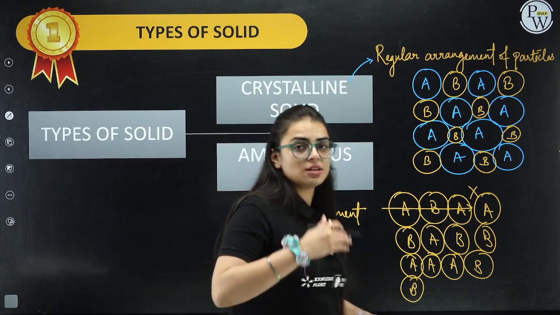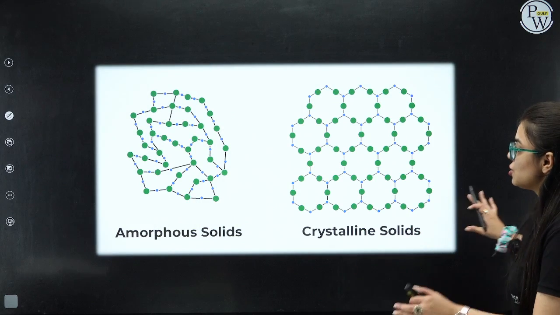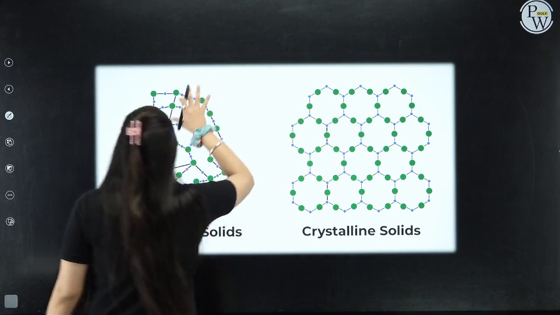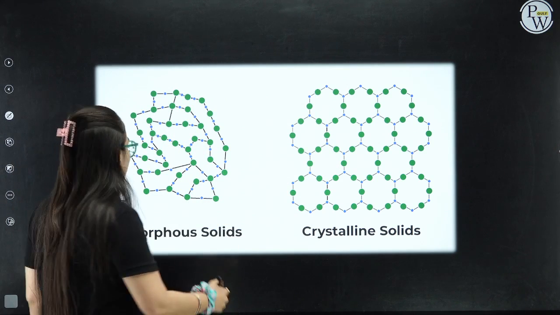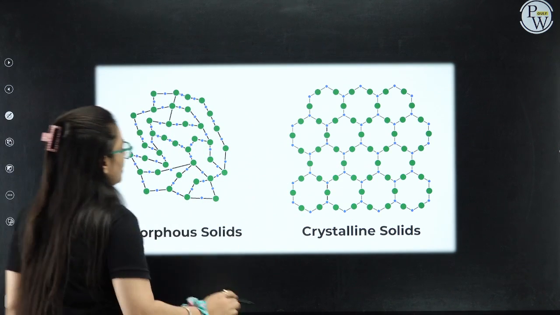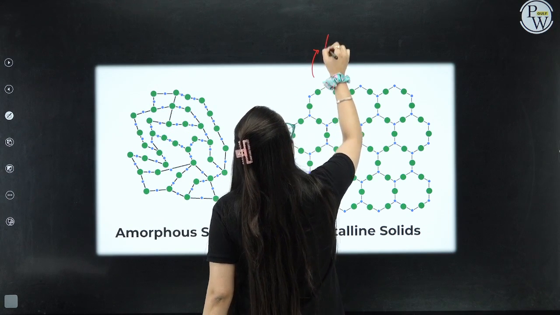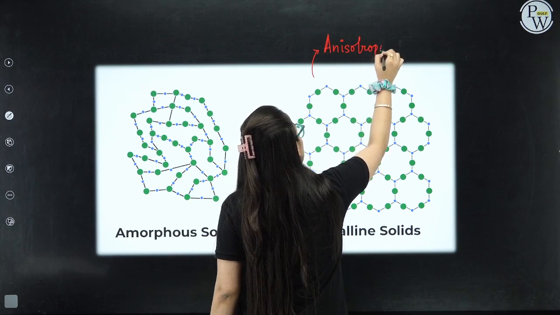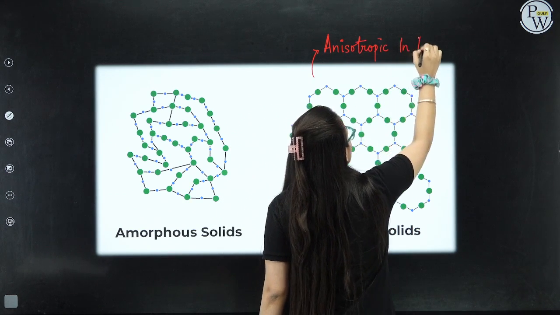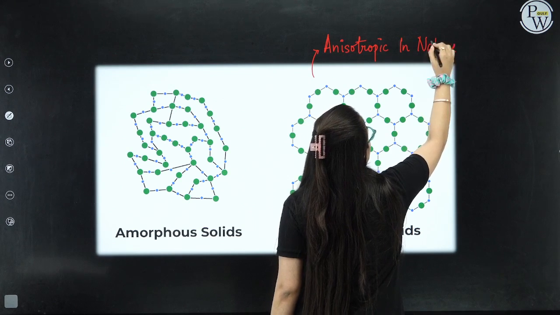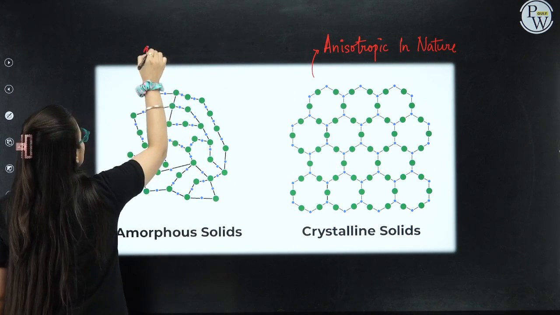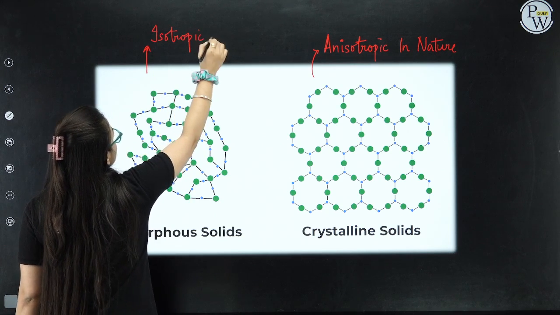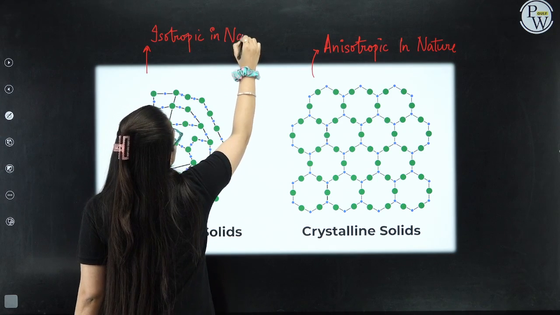Let us see it with the help of more such images. So this image you can clearly observe. This is a crystalline solid which has a regular arrangement of particles, and amorphous has an irregular arrangement. Moreover, students, over here, crystalline solids are anisotropic in nature. And if I am talking about amorphous solid, it is isotropic in nature.